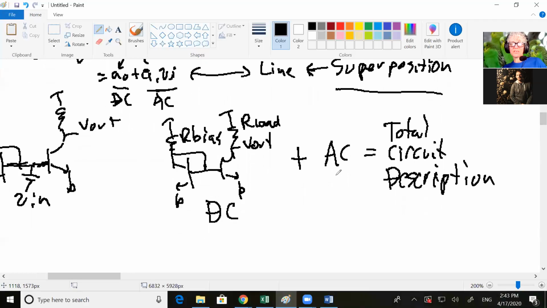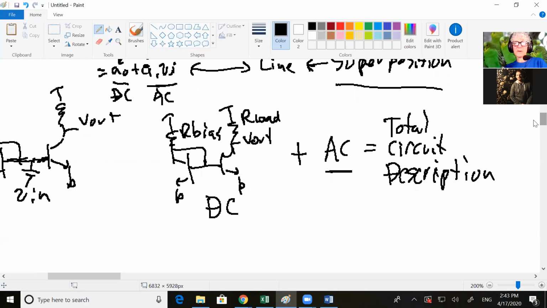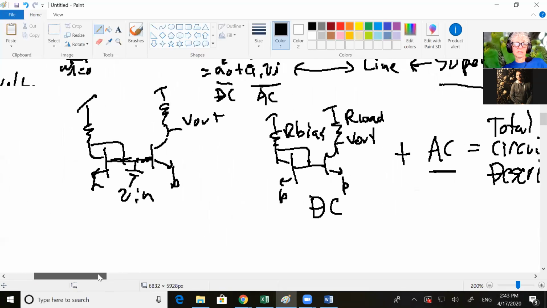And so we need to figure out the AC part of this. We're talking about superposition here. When you look at your complete circuit, let's circle all the voltage sources here. We've got, here's a voltage source, here's a voltage source, and here's a voltage source.